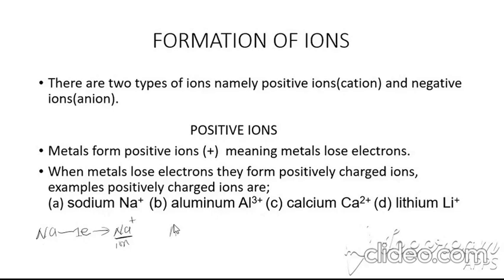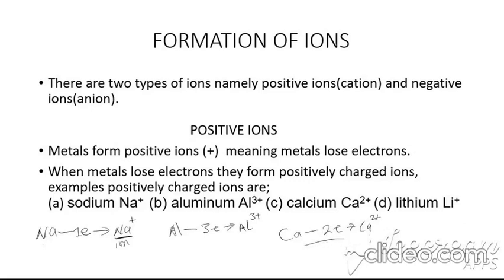The same applies to aluminium. Aluminium is a metal, and the symbol is Al. It loses 3 electrons to form this plus. So it looks like this now when it has lost electrons. The same applies with calcium. The symbol is Ca. It's in group 2, so it loses 2 electrons to form a positively charged ion, which looks like this, with 2 on top. So you need to know this. This is very important.